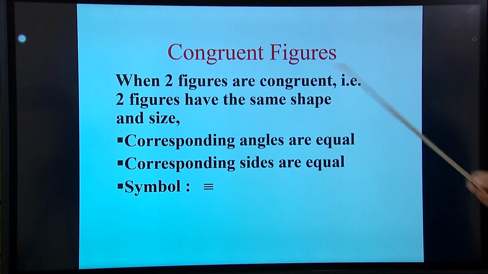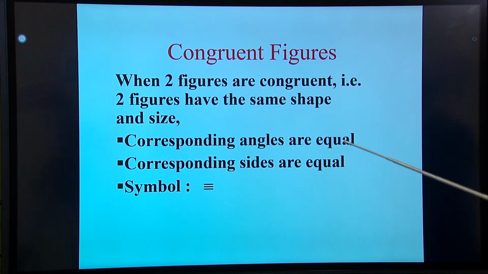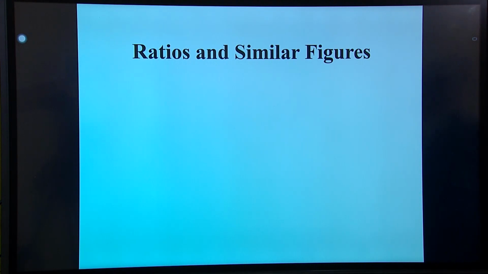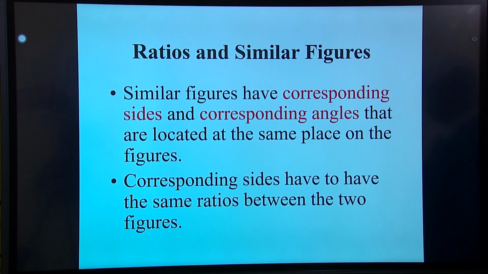Corresponding sides and corresponding angles means exactly the same side on the two objects, exactly the same angle on the two objects. So we are talking about two different objects that look exactly the same. All right, so let's come to what we're studying today. Ratios, similar figures. Similar figures have corresponding sides and corresponding angles located in the same place on both figures. And the corresponding sides have to have the same ratios.